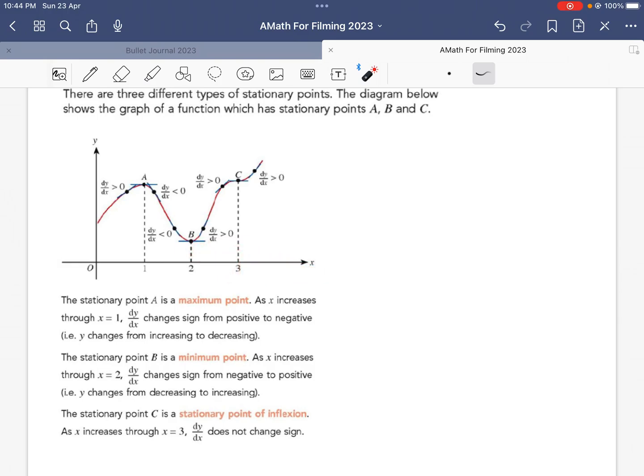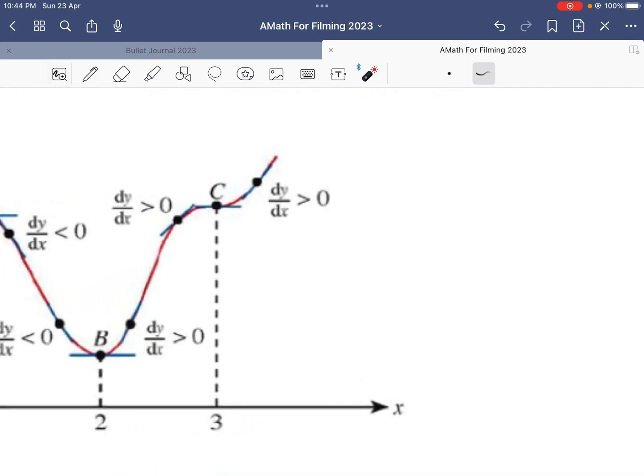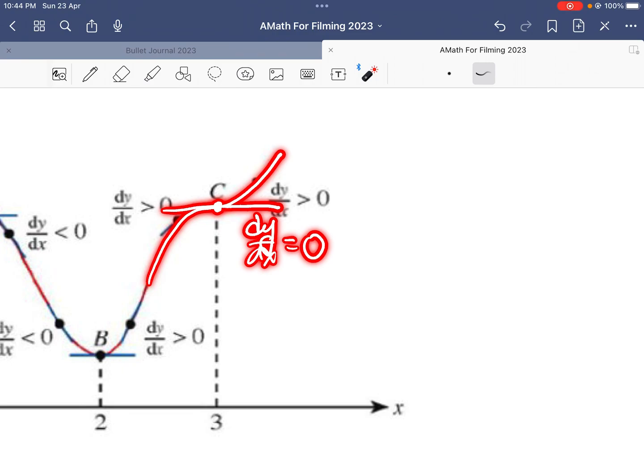Last but not least, there's something new, which is C. So point C itself, I will just trace out the shape here. Point C, if you were to measure the gradient at point C, you draw this, you'll find that the gradient here is equals to 0. However, you notice here the gradient is positive. To the right of the point, the gradient is positive.